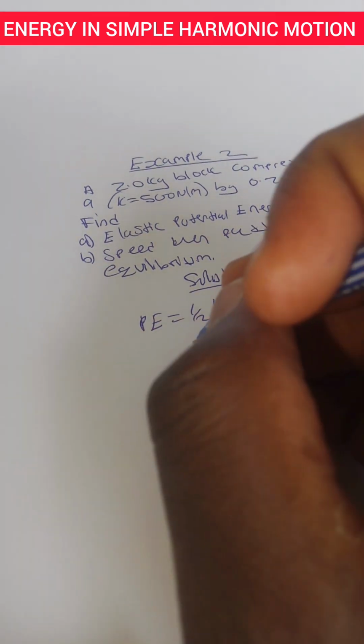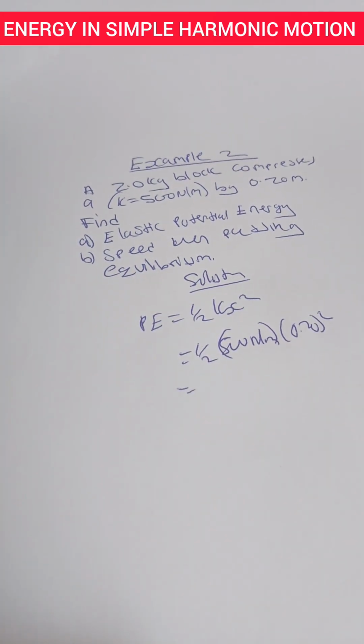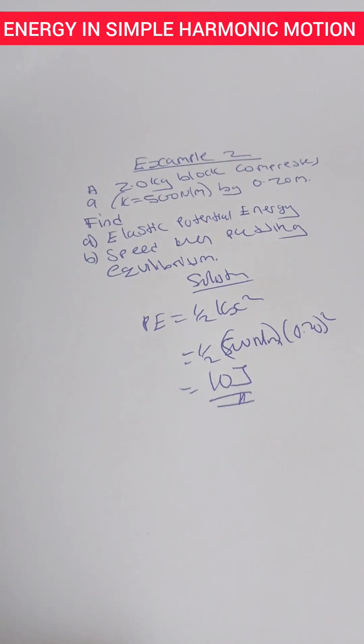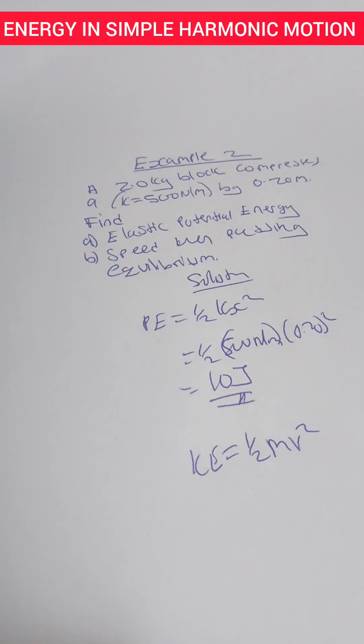What about kinetic energy? For kinetic energy, what's the formula? Kinetic energy is equal to half mv squared. Now what you should know is since it's simple harmonic motion, all elastic potential energy is going to be converted to kinetic energy, which means the value of kinetic energy is equal to 10 joules, because all elastic potential energy is converted to kinetic energy. Replace, it's going to be 10 is equal to half, what is the mass? The mass there is 0.2. What about the velocity? That is what we want, v squared.